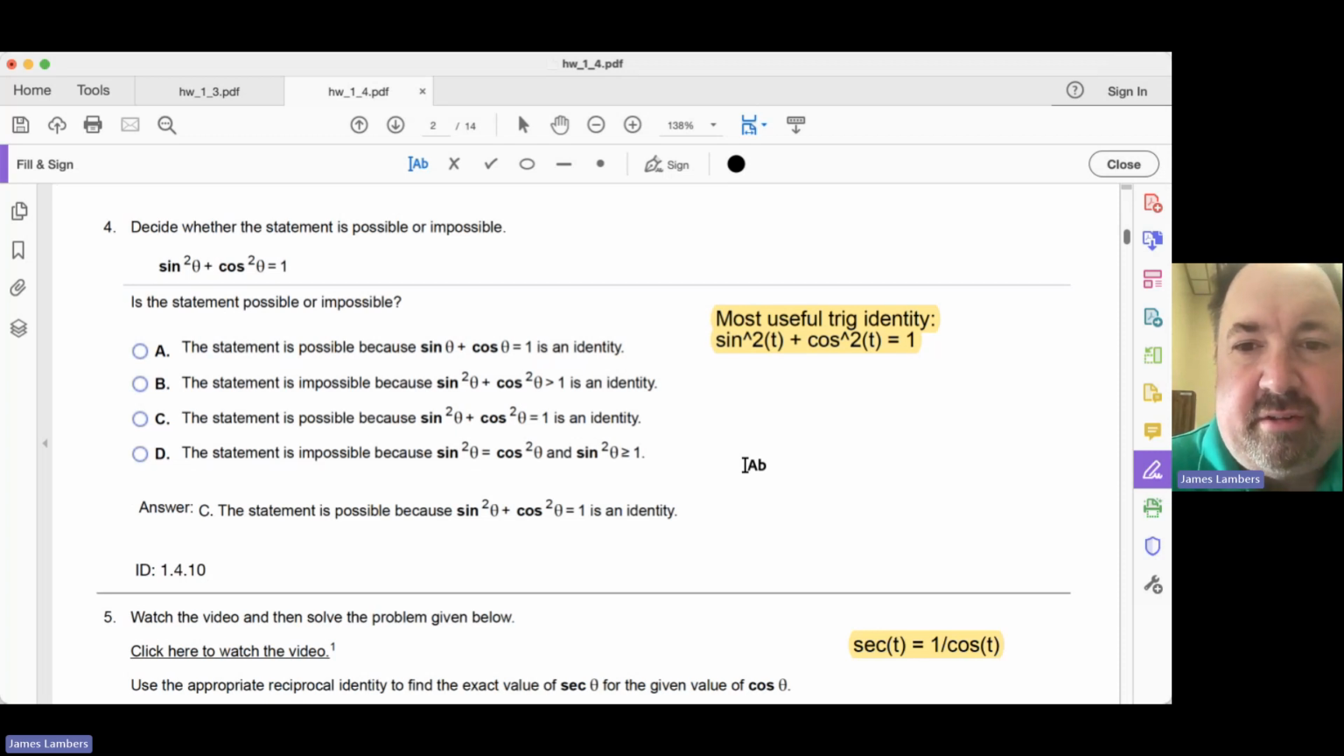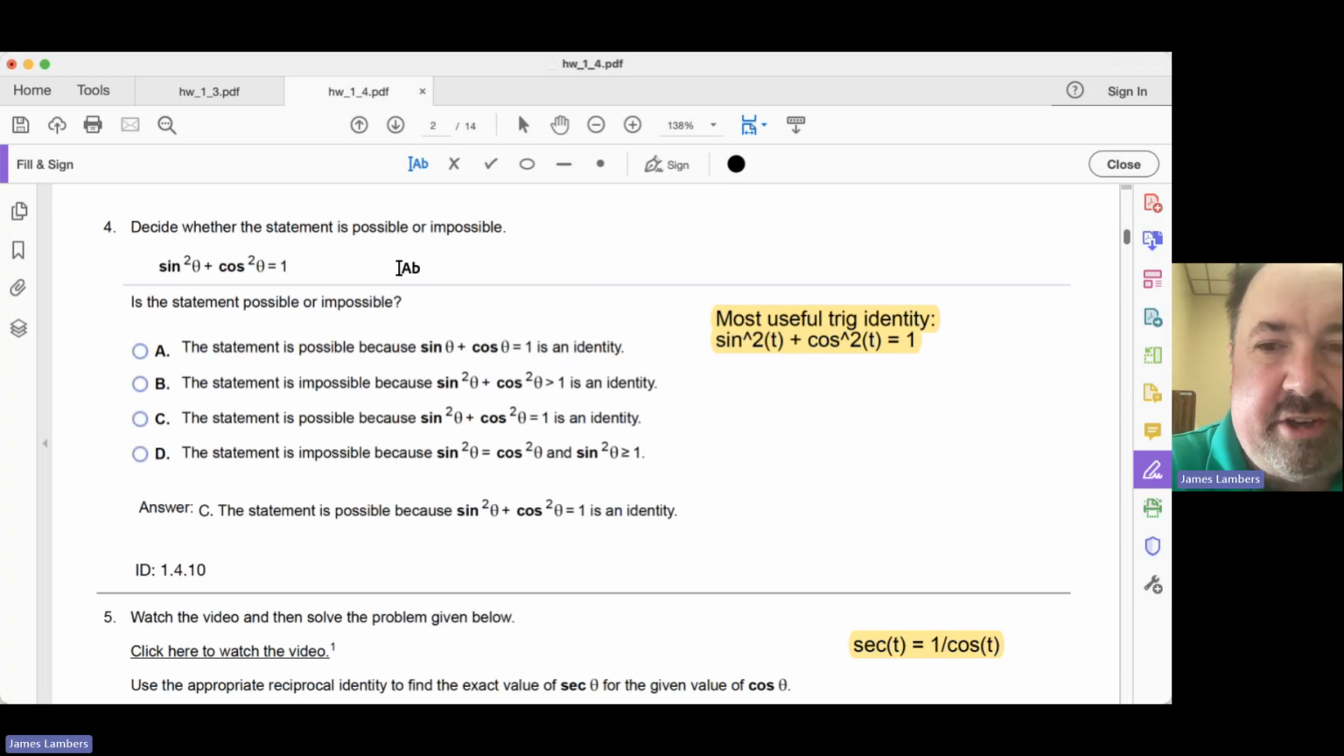We're going to see a lot of trigonometric identities throughout the semester. This seems to be the main one, perhaps the only one that students remember, that sine of an angle squared plus cosine of an angle squared is equal to 1. This is actually true as a consequence of the Pythagorean theorem. But this statement, sine plus cosine equal to 1 without the squaring, that is not true. So it has to be choice C.